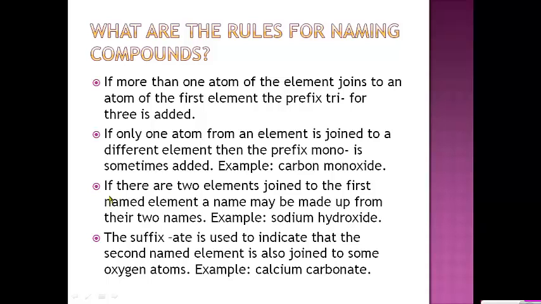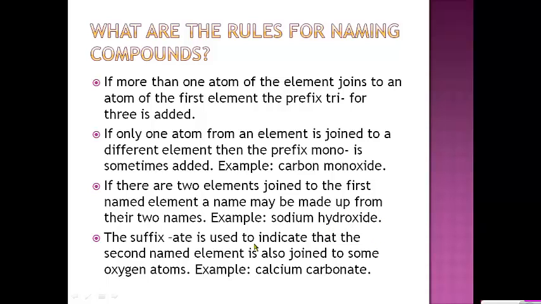Okay? The next rule, if there are 2 elements joined to the first named element, a name may be made up of their 2 names. So for instance, here we have sodium hydroxide. So this is sodium atoms plus hydrogen atoms. Hydro stands for hydrogen. Plus oxygen atoms. And remember the IDE on the end is just there because it's the last word. So sodium hydroxide is sodium, hydrogen, and oxygen.